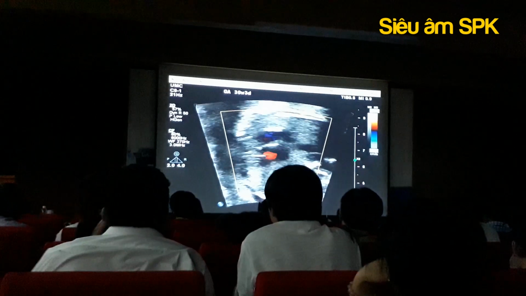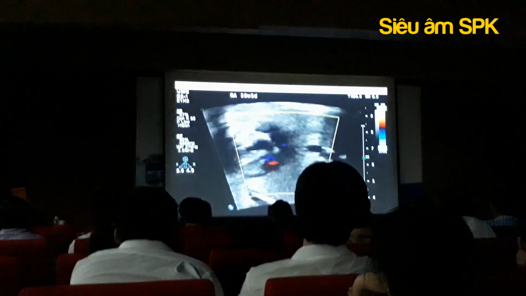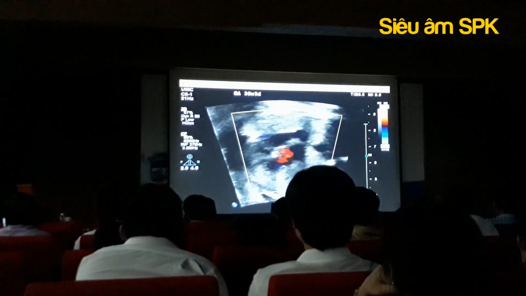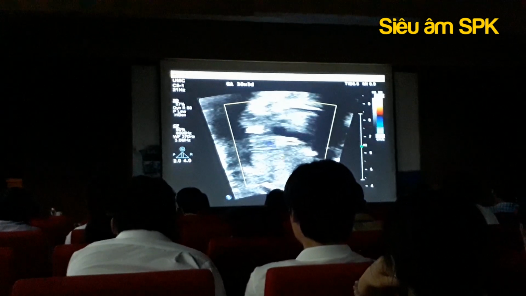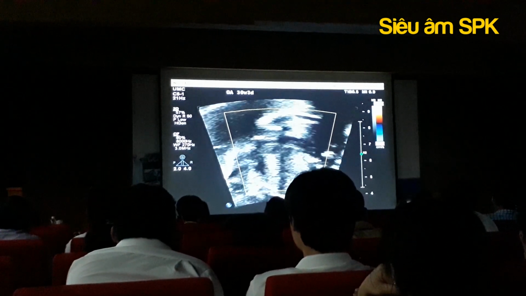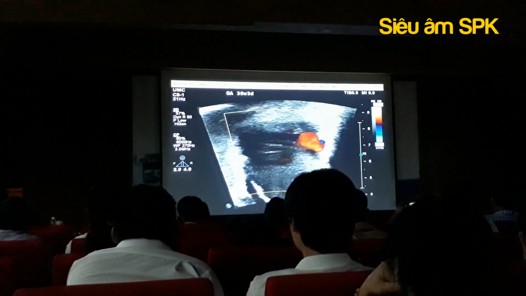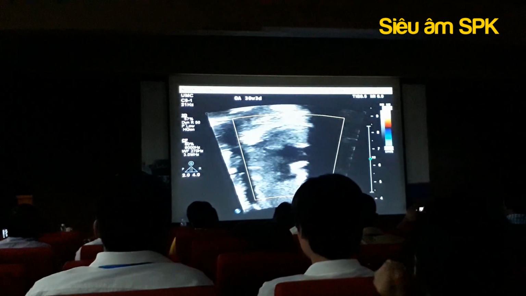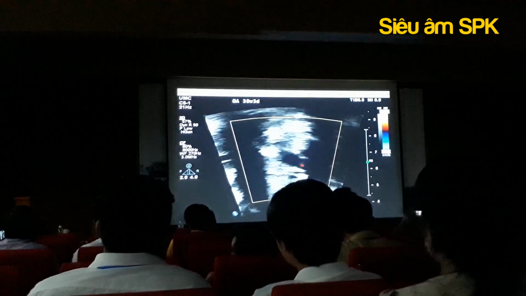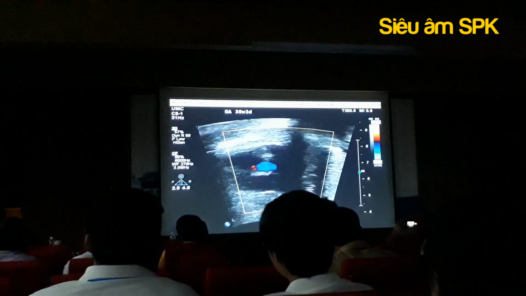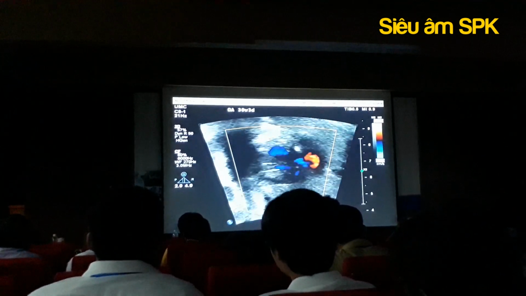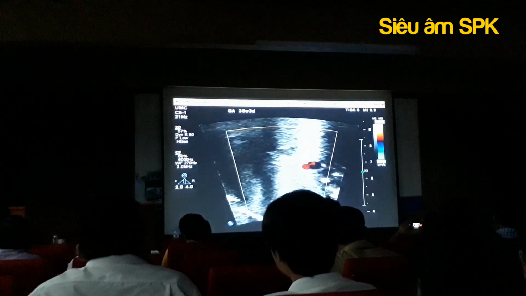So that's the left pulmonary artery. That's left. So the question is, where is the right pulmonary artery? Bây giờ chúng ta phải đi tìm cái động mạch phổi phải. And our choices are coming from the ductus or arising from a collateral artery.